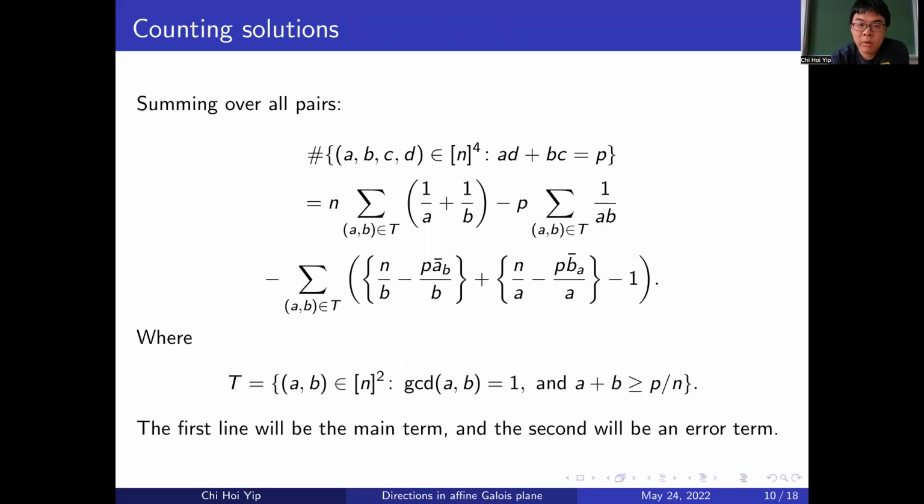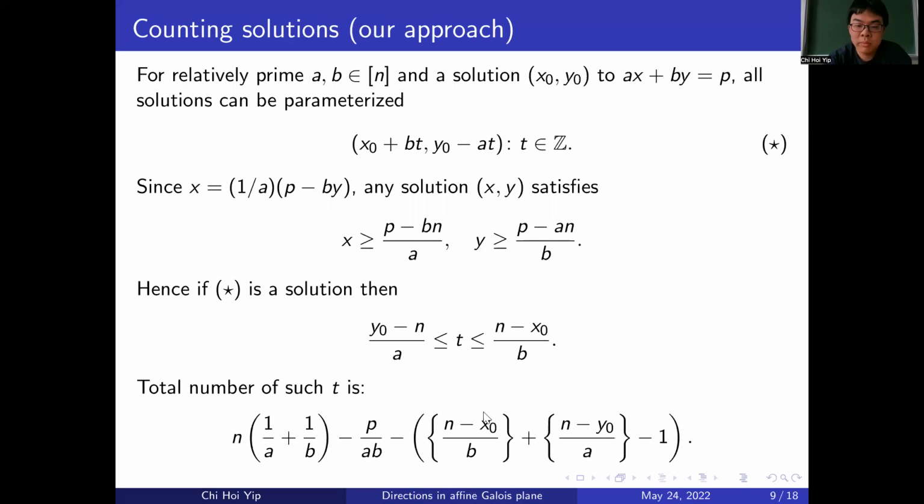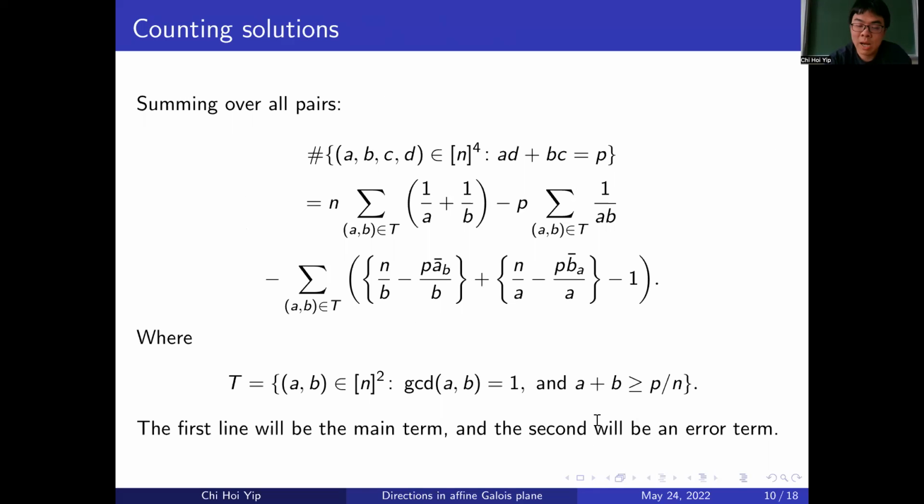We can sum over all pairs to give an exact formula for the number of solutions to this. And we can try to replace this X0 and Y0 by this A conjugate B, which means the inverse of A modulo B. And we also have this. So now we would expect that this would be the main term, and this would be the error term.